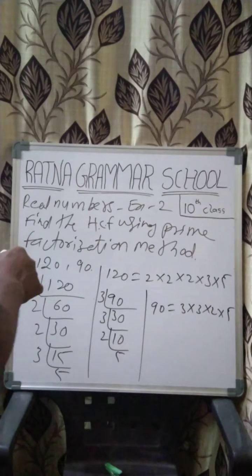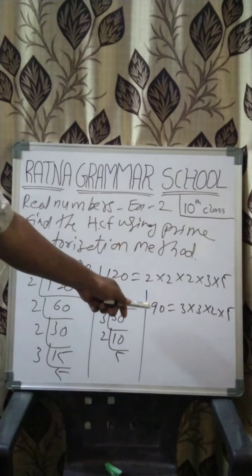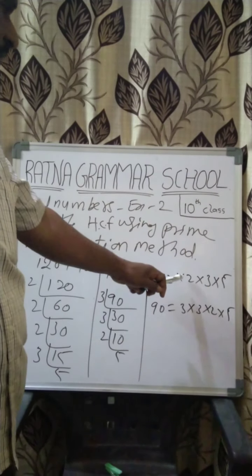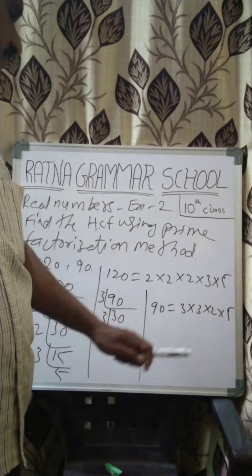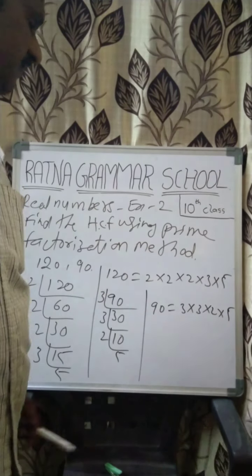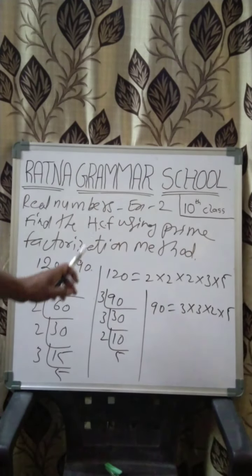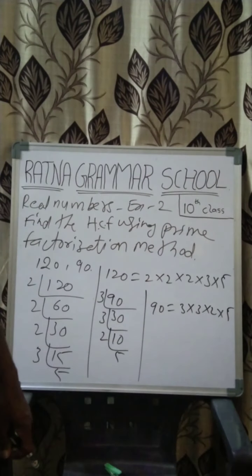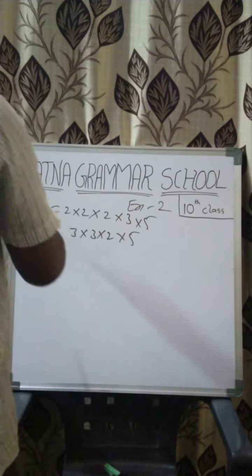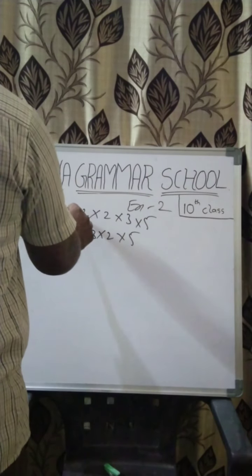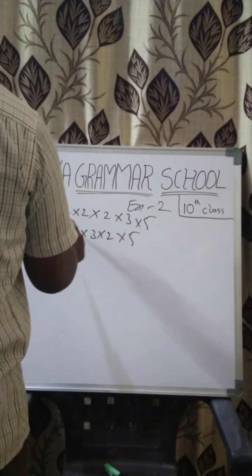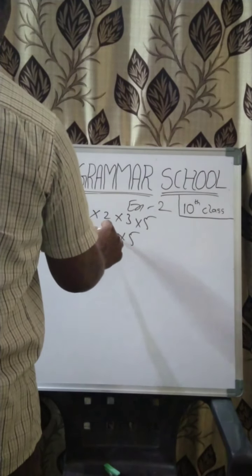So these are the prime products of 90 and 120. 120 equals 2 into 2 into 2 into 3 into 5. 90 equals 3 into 3 into 2 into 5. This is the prime factorization of 120 and 90. Now find the HCF. 120 equals 2 into 2 into 2 into 3 into 5. 90 equals 3 into 3 into 2 into 5.